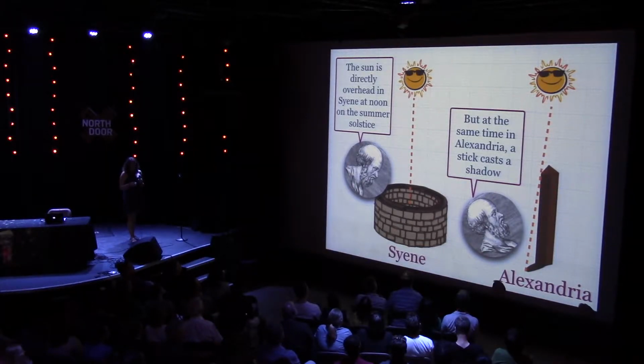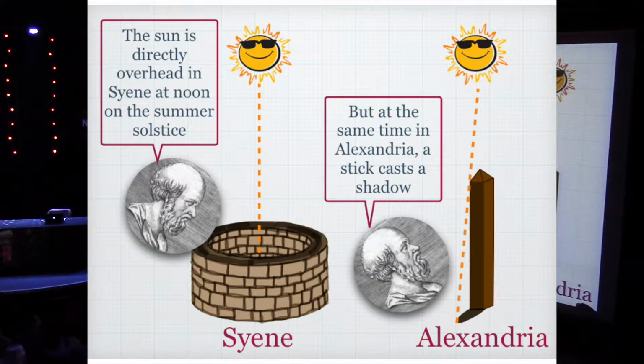What he heard was that if you look down into a well in Syene at noon on the summer solstice, the sun didn't touch the edges of the well. It was just in the bottom of the well. It just reflected off the water. It didn't illuminate the edges of the well at all. And from this, he gathered that the sun must be directly overhead.